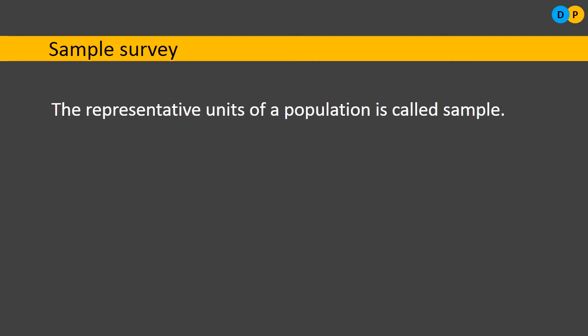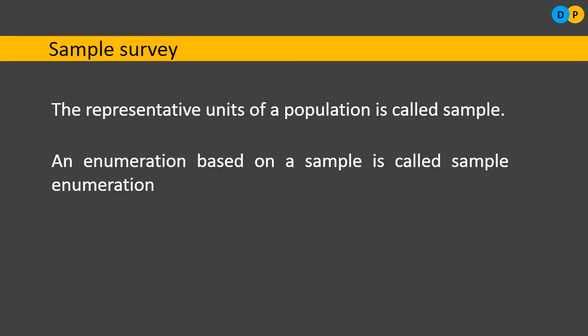That small, chosen part is referred to as a sample. Okay, so what is a sample survey? Representative units of a population are called a sample. If a survey is conducted on that particular sample, then that is referred to as a sample survey. So here, an enumeration based on a sample is called sample enumeration. Enumeration is nothing but gathering of data, collection of data.